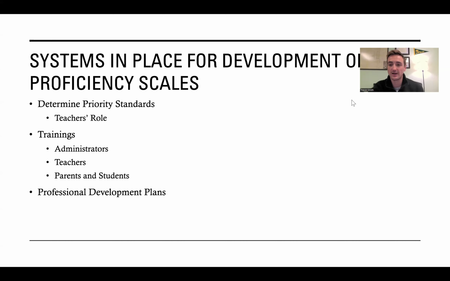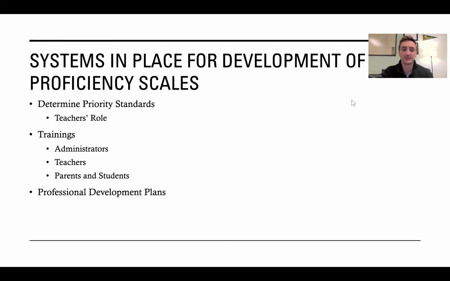So first, I wanted to talk about systems in place in Columbia Public Schools for the development of proficiency scales. First, we have a system in place to determine priority standards. When we are doing that, central office administrators are collaborating with building level administrators, but also, and more importantly, curriculum coordinators that we are fortunate enough to have in this district.